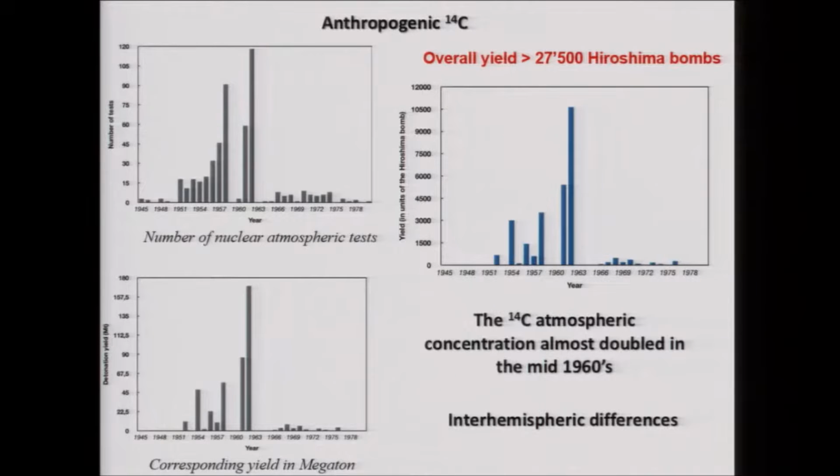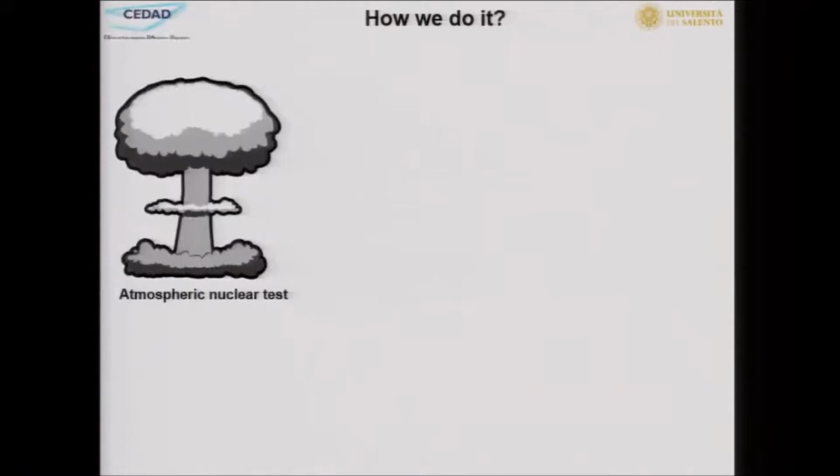These are some important aspects. The C14 concentration almost doubled in the 60s, but we also observed interhemispheric differences, mainly in the rising part of the curve, when the C14 concentration was rapidly changing. So, how do we use this phenomenon in forensics?